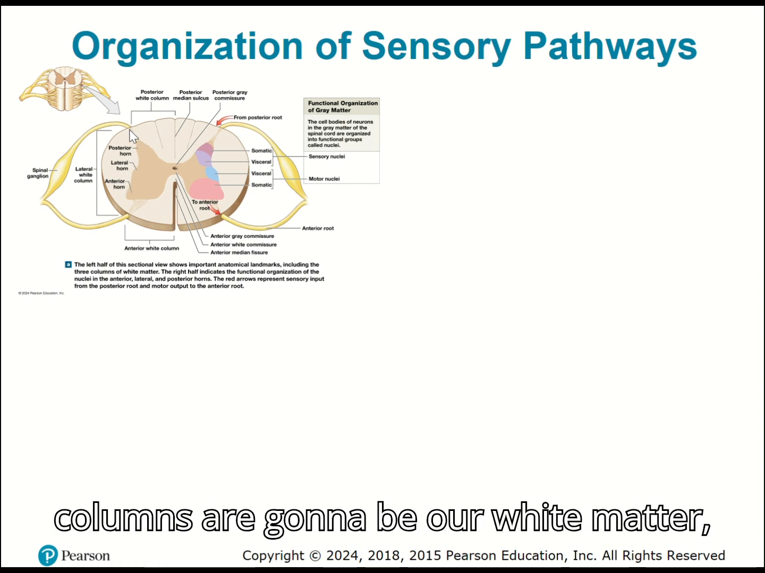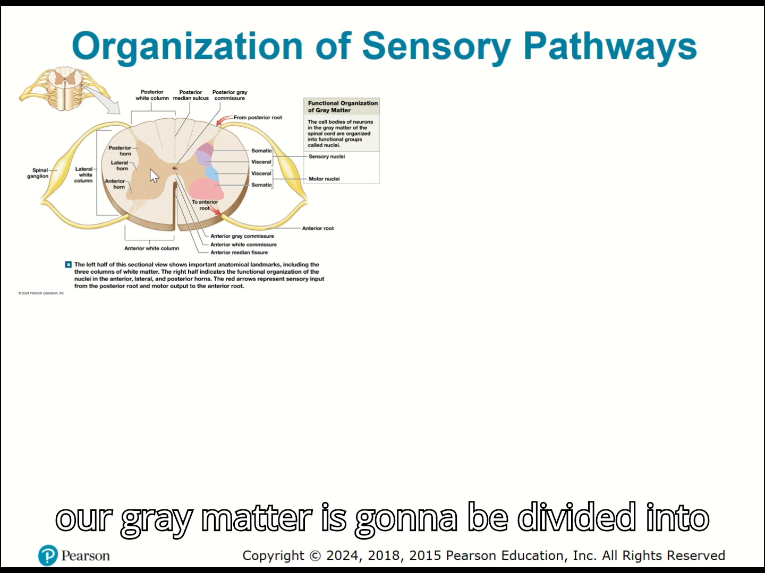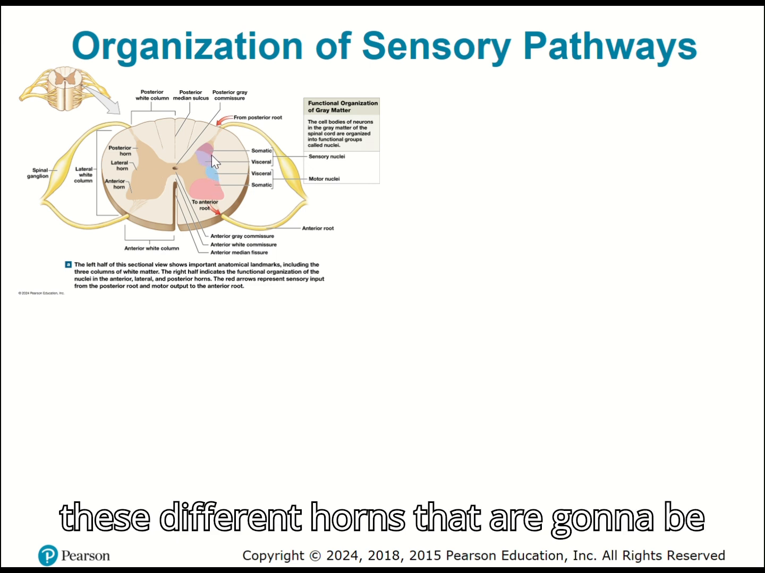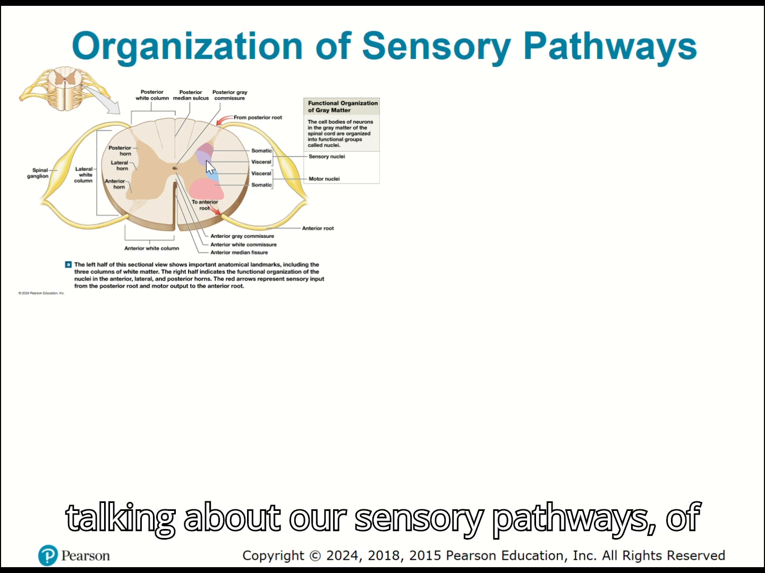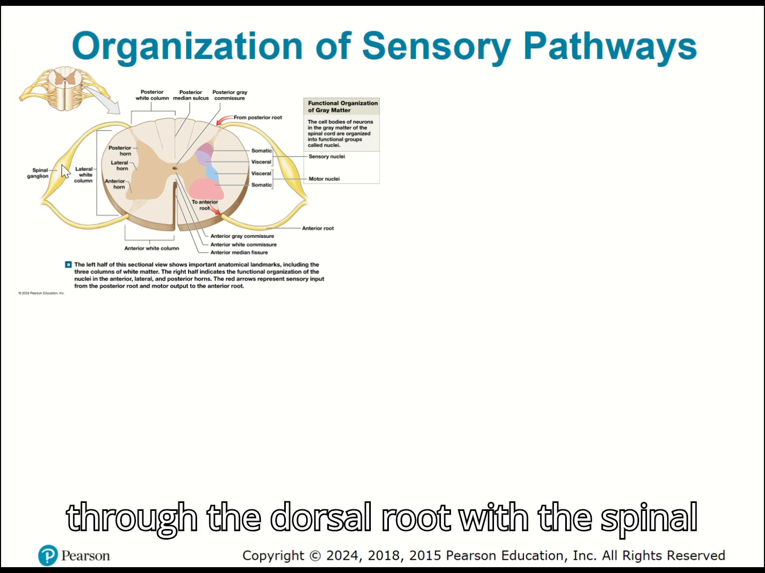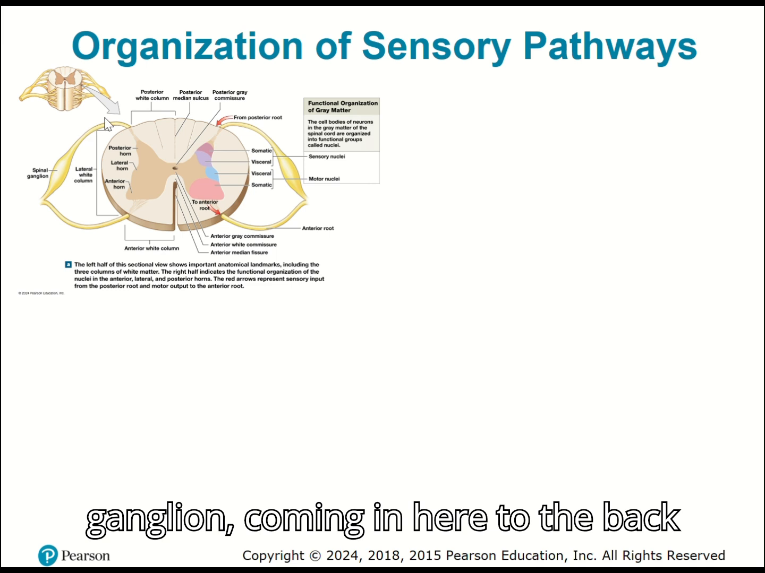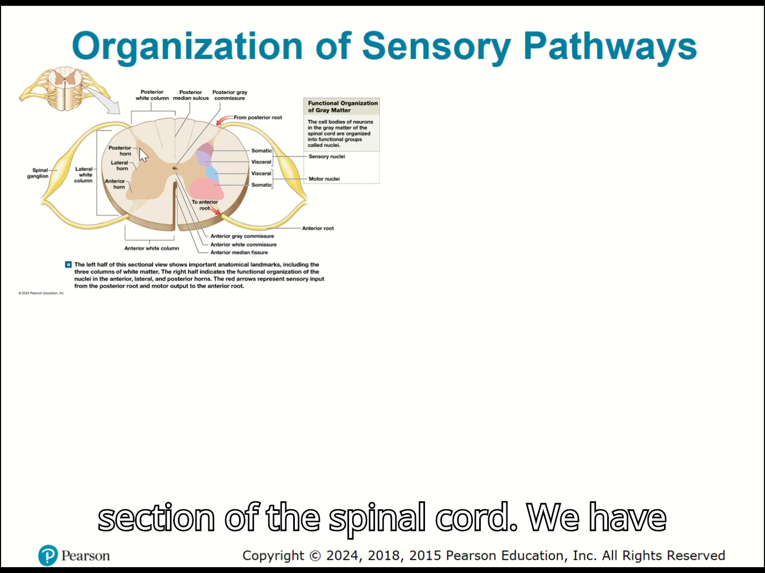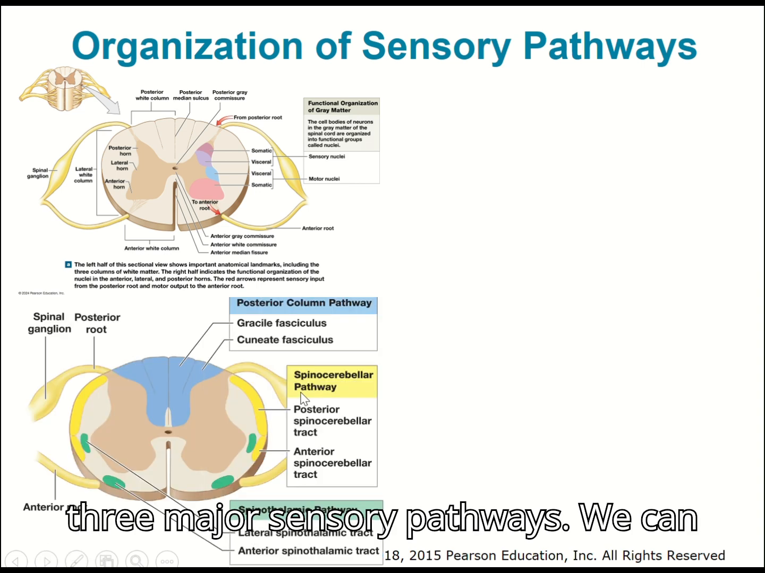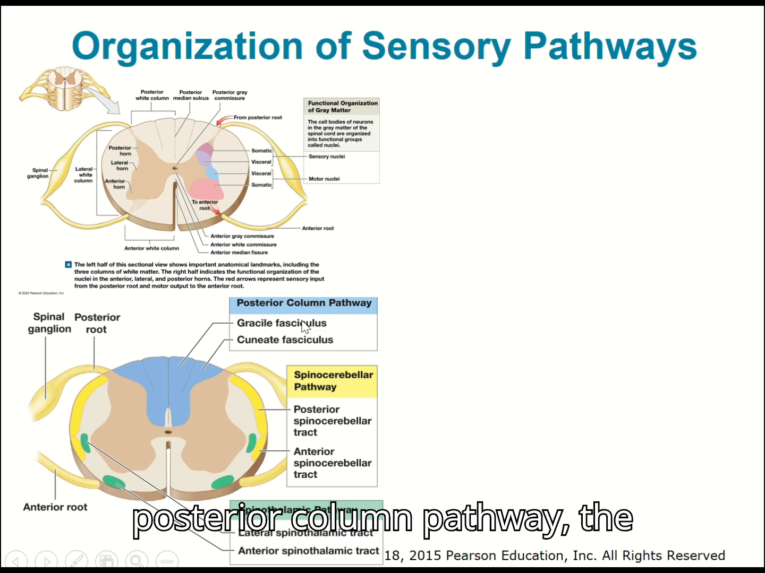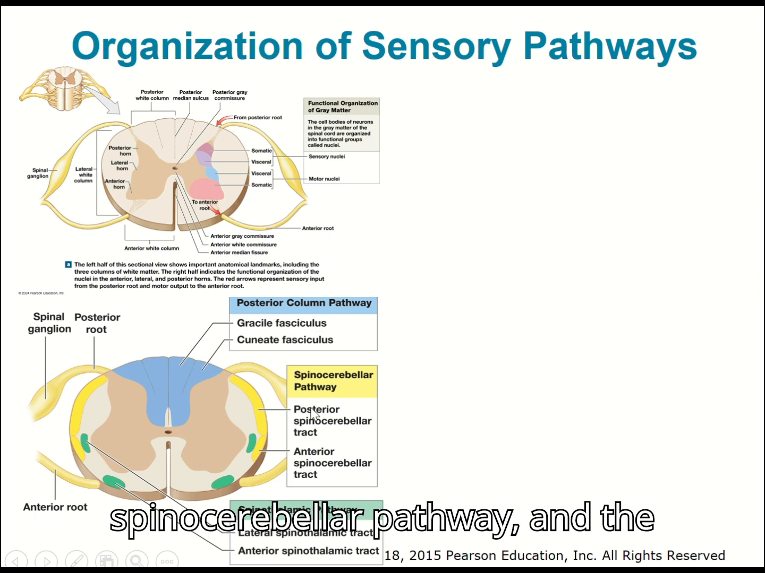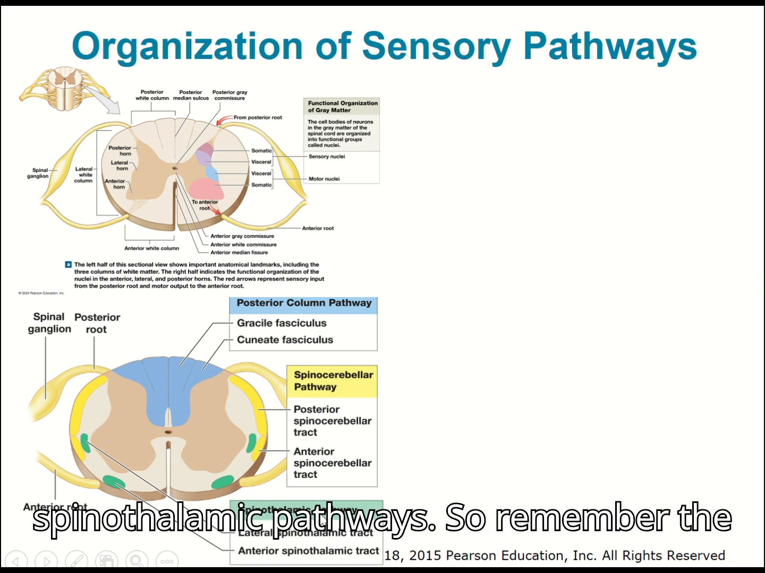So remember, our columns are going to be our white matter. Our gray matter is going to be divided into these different horns that are going to be part of this butterfly. Now, when we're talking about our sensory pathways, of course, we're talking about coming in through the dorsal root with the spinal ganglion, coming in here to the back section of the spinal cord. We have three major sensory pathways. We can see them labeled right here: the posterior column pathway, the spinocerebellar pathway, and the spinothalamic pathways.